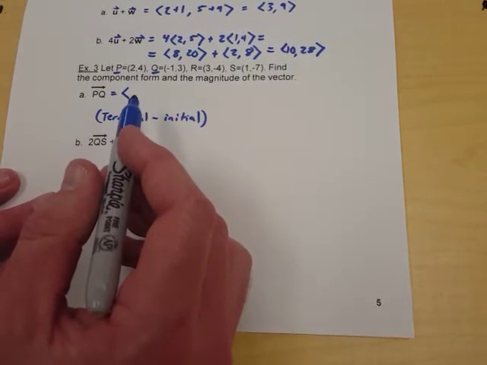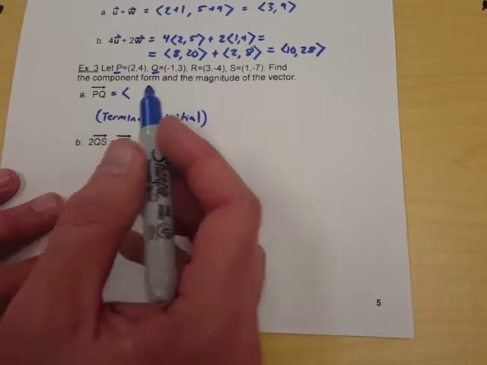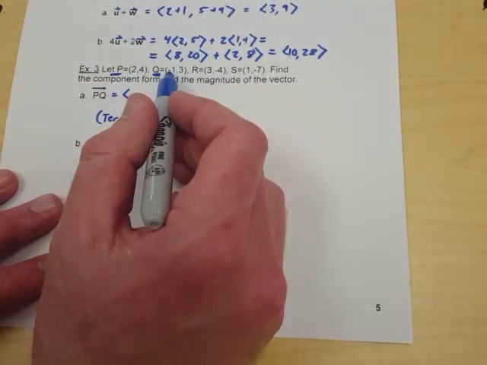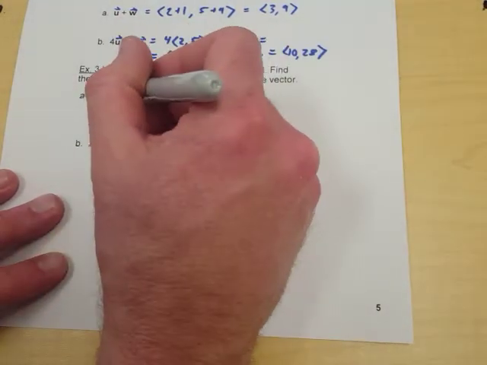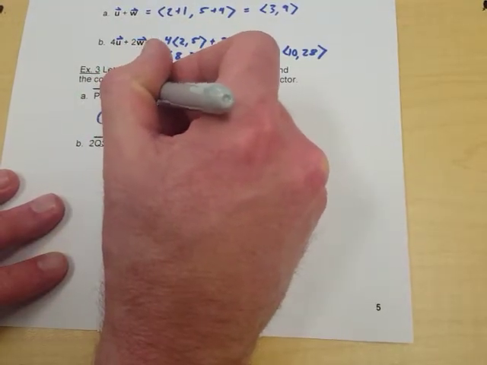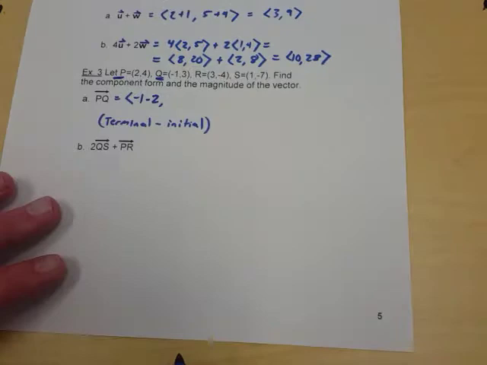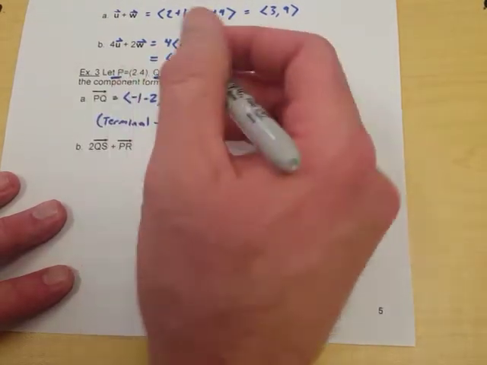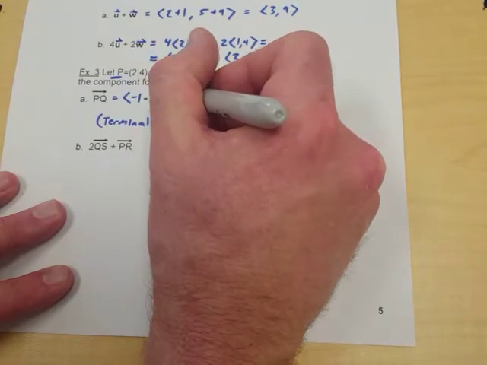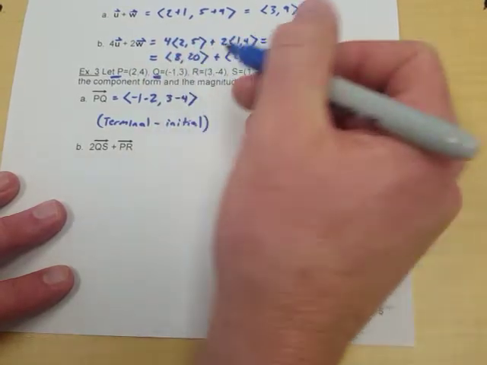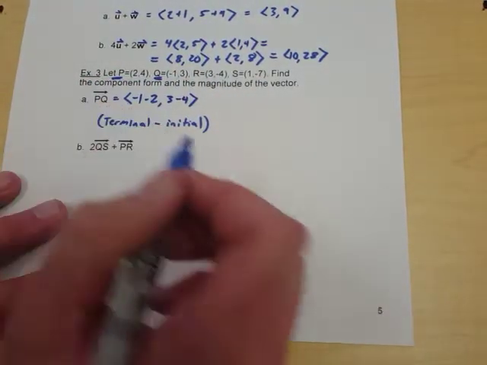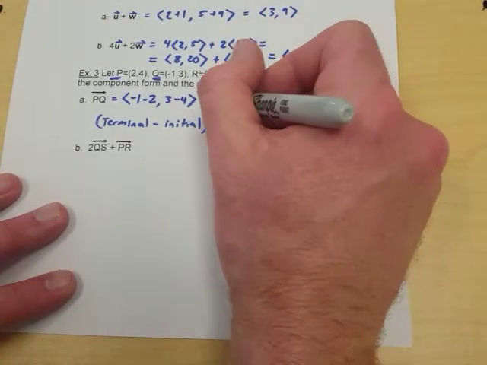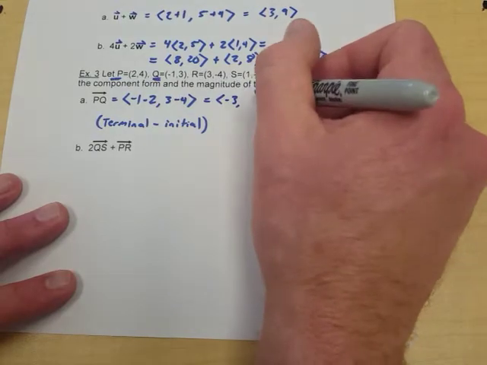So what that means here for Q minus P, we've got Q, we've got P. We're going to start with the x's and do -1 minus 2 in this spot. That's going to be our x-coordinate, and then our y-coordinate is going to be 3 minus 4, because again, that is terminal minus initial, Q being the terminal in this case. So that overall gives us -3, -1.